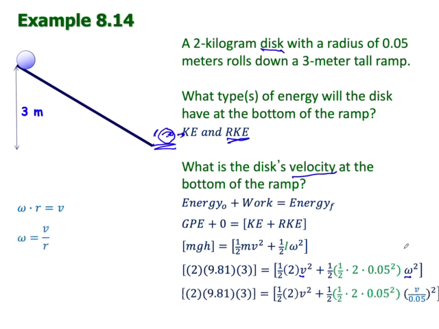What can I now do over here? I can replace the omega with v over r. And now this actually works out pretty nicely. Solving that equation, you'll discover everything over here cancels for the most part. And I end up with 1/2 times 2 is 1. That squared over that squared just gives me 1/2 v squared. If you solve that, you'll discover the velocity of the disk at the bottom is 6.26 meters per second. And that is completely correct with no approximations.